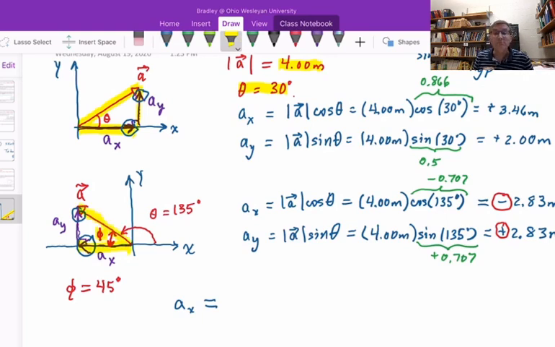So I'm still going to use cosine. Cosine is length of adjacent over length of hypotenuse. Okay? And I'm going to just take length of hypotenuse times cosine phi. So far it looks like what I did up above. However, the phi I'm going to put in here is 45 degrees. The cosine of that is not going to be negative, but I know already that a sub x is negative here. When you use this approach with this angle phi, you have to put the negative sign in for that x component by hand.